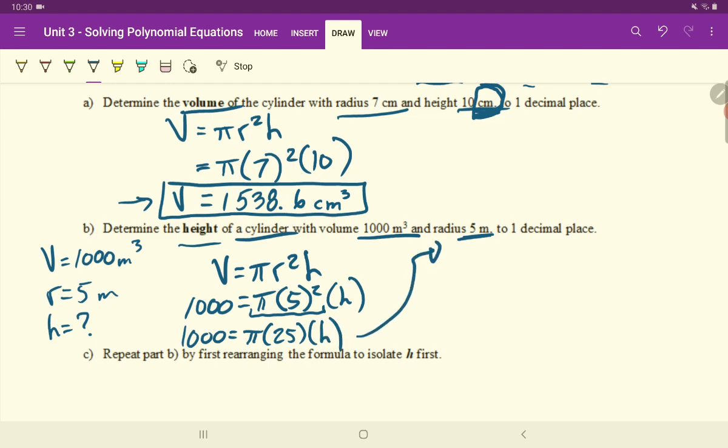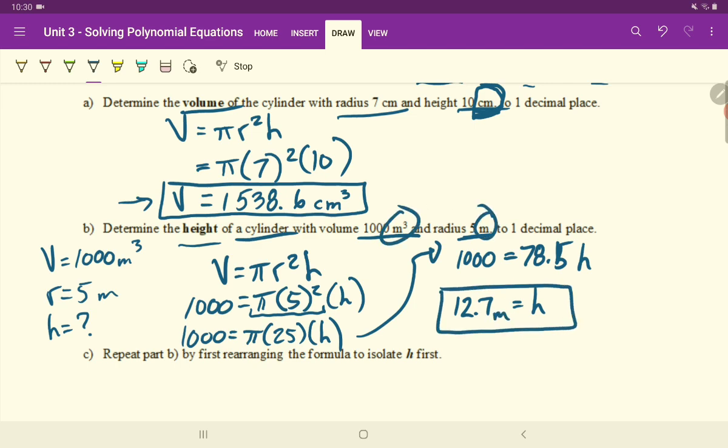You can also try to use the pi button on your calculator so it's more accurate. So you end up getting 1,000 times, approximately, 78.5 times my height of h. Solve for h, and you end up getting, so 1,000 divided by 78.5, you end up getting 12.7 equals h. Now, what's your units? Meters. It's given in the question already. It's meters.